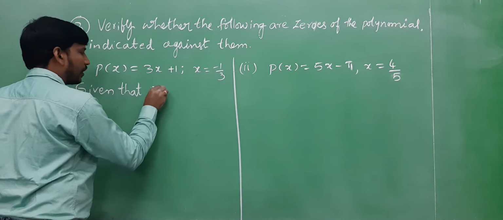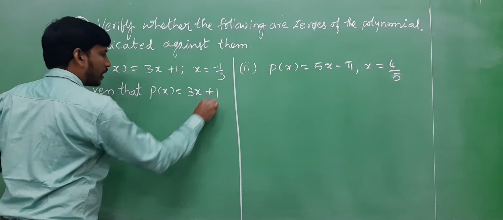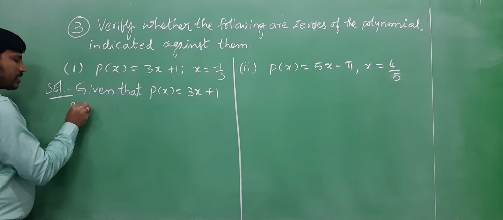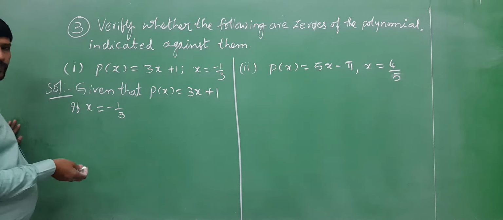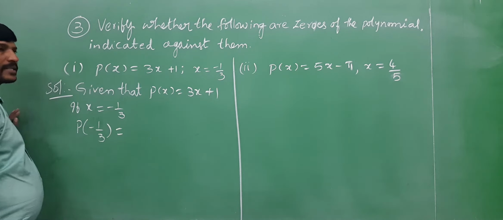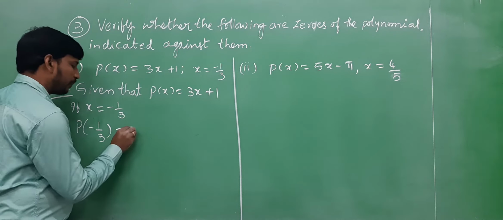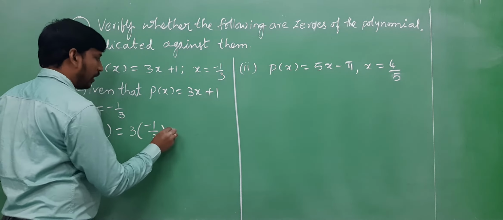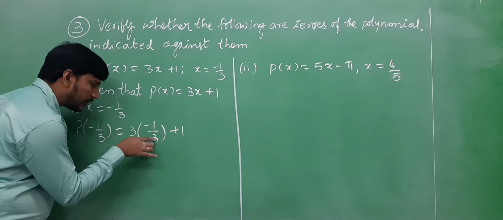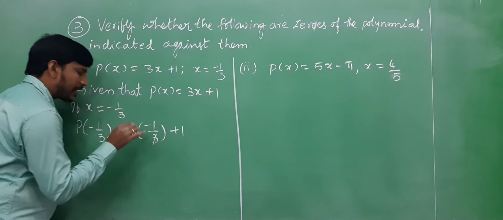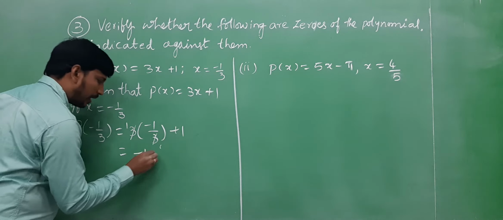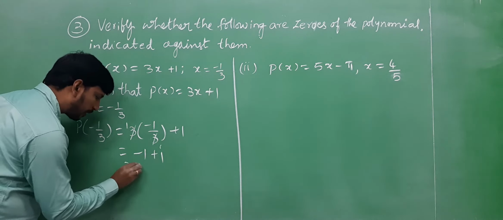p of x is equal to 3x plus 1. They have given the value x equal to minus 1 by 3. Now, if x is equal to minus 1 by 3, then p of minus 1 by 3 is equal to, in the place of x, replace minus 1 by 3: 3 into minus 1 by 3 plus 1. The bracket indicates multiplication, 3 into minus 1 by 3. 3 will be cancelled. The leftover part is 1 into minus 1, which is minus 1. Here again plus 1. Minus 1 plus 1 will become 0.